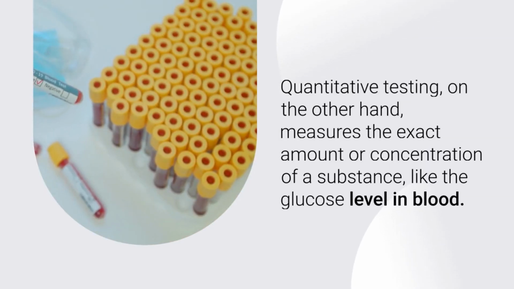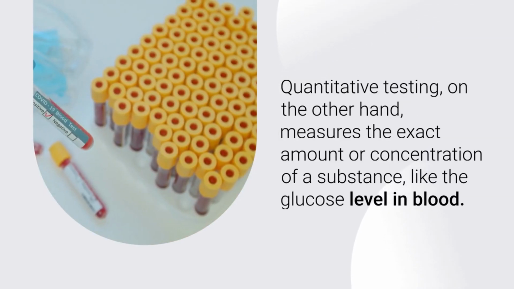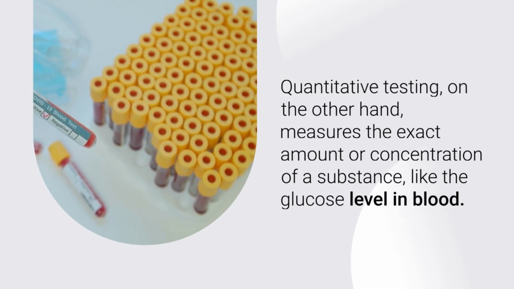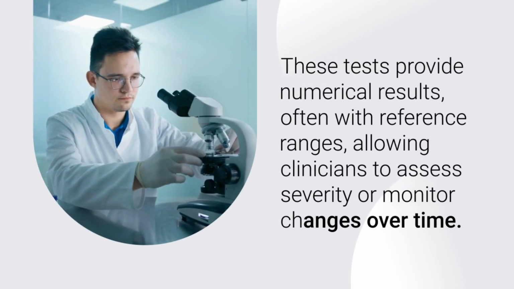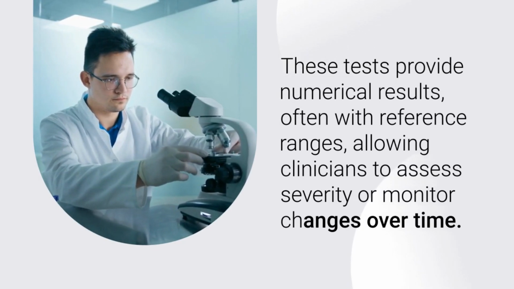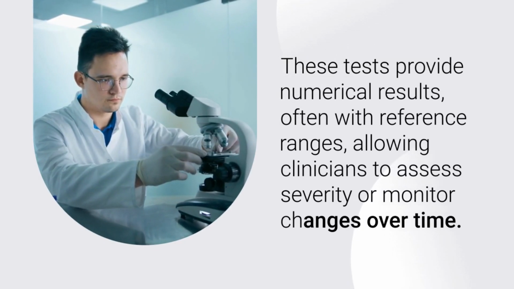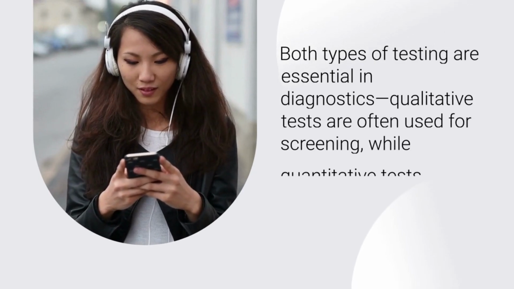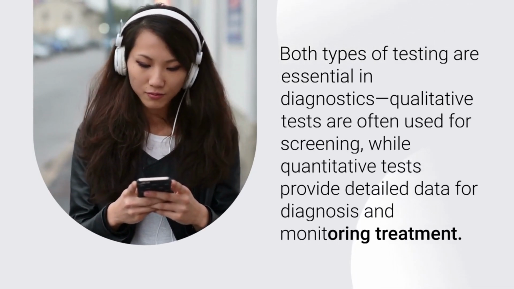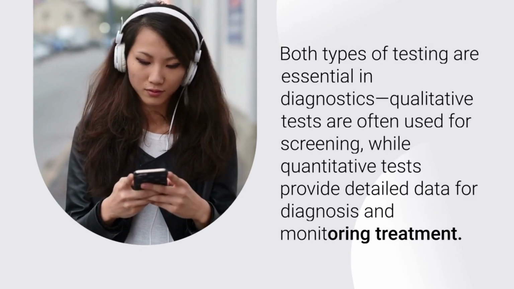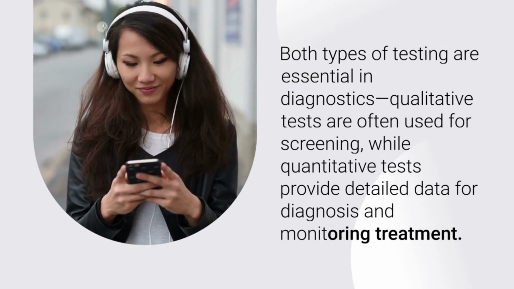Quantitative testing, on the other hand, measures the exact amount or concentration of a substance, like the glucose level in blood. These tests provide numerical results, often with reference ranges, allowing clinicians to assess severity or monitor changes over time. Both types of testing are essential in diagnostics. Qualitative tests are often used for screening, while quantitative tests provide detailed data for diagnosis and monitoring treatment.